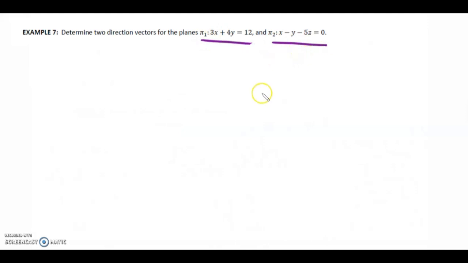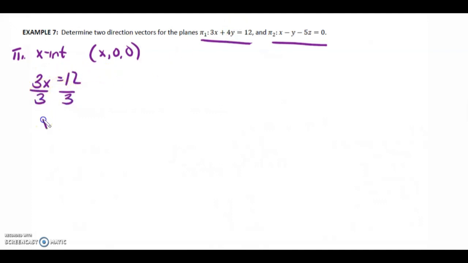So let's go ahead and determine for plane 1 where it intercepts the x-axis. Okay, so let's go x-intercept. For the x-intercept, we're going to get some number x and then 0, 0. So we're going to have 3x, the 4y is going to go away, and then it's equals 12. So we're going to get x equals 4. Okay, so we have the point 4, 0, 0 for the x-intercept.